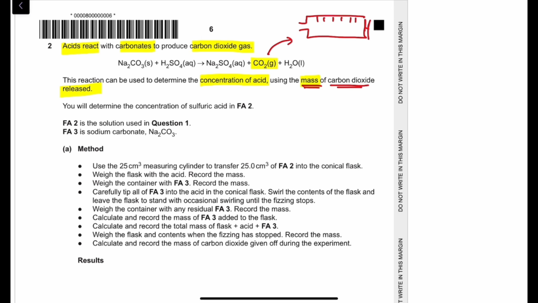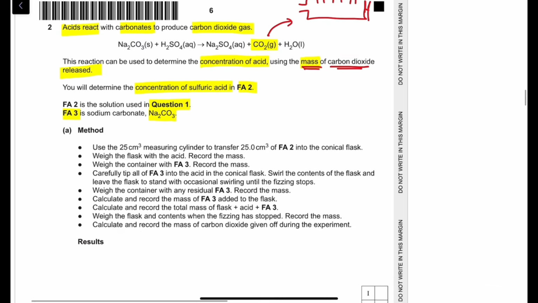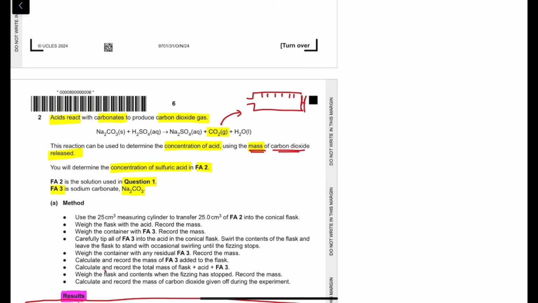So you will determine the concentration of sulfuric acid in Fa2, the same one that was used in question 1. And we have a new reactant called Fa3, and that is basically just our sodium carbonate solid. So if we take a look at what we're actually doing, let's take a look at our method. Use 25 centimeters cubed of a measuring cylinder to transfer sulfuric acid into a conical flask. Then weigh the flask with the acid and record our mass. So we have a conical flask with 25 centimeters cubed of H2SO4.